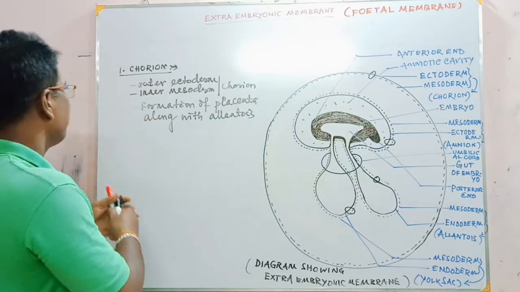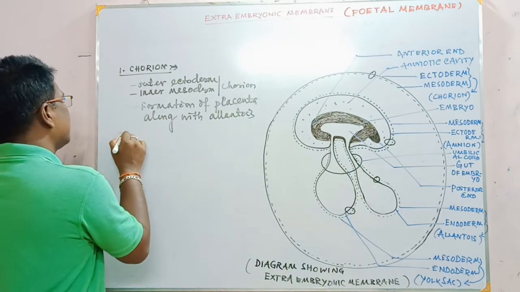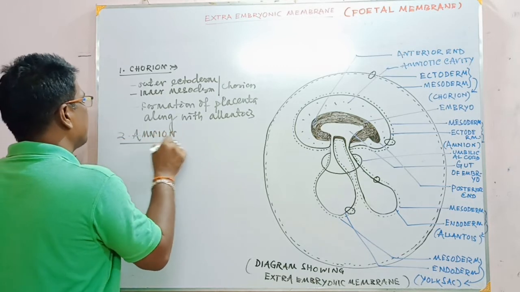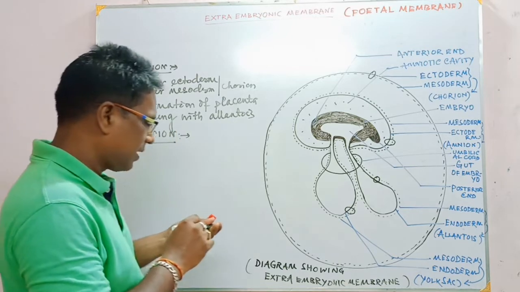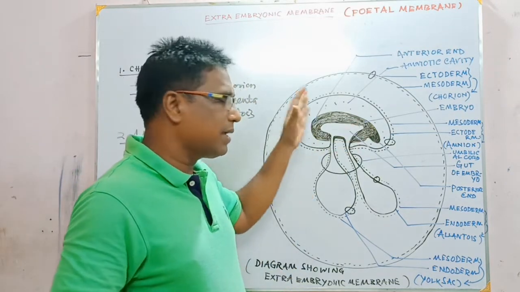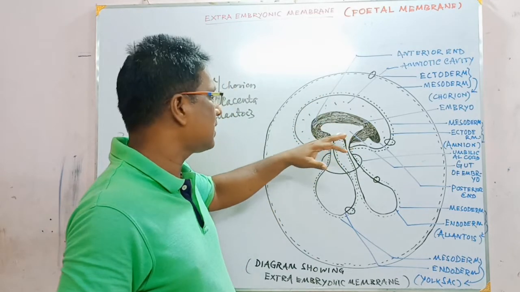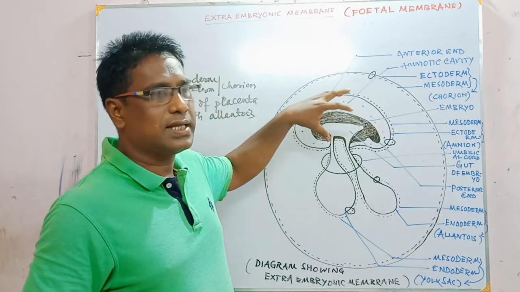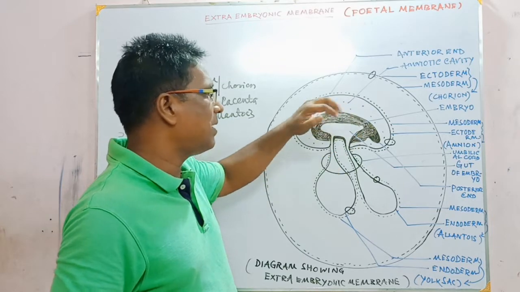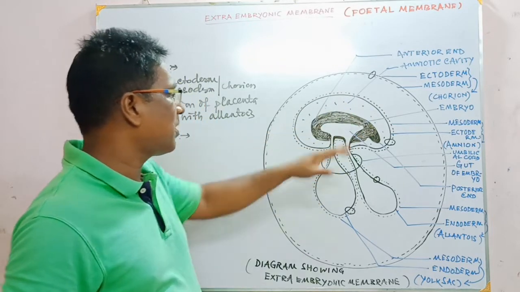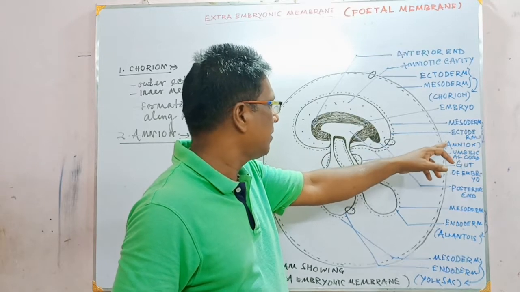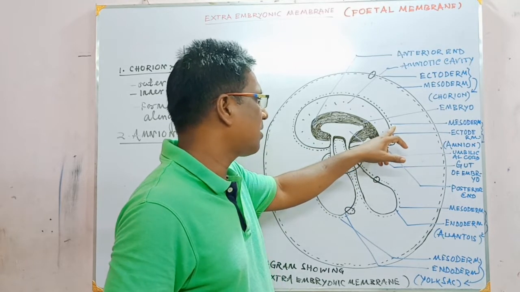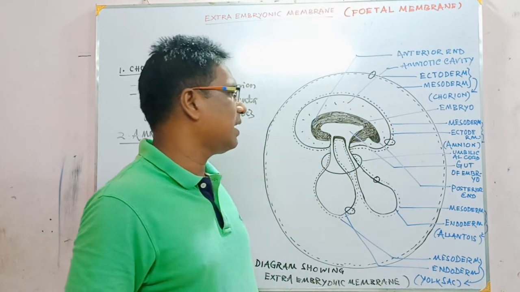So students, the next embryonic membrane is the amnion. It is the extra embryonic membrane that encloses the embryo. Here this is the embryo and it is enclosed by an additional membrane called the amnion, which is formed of outer mesoderm and inner ectoderm. Here the outer one is mesoderm and the inner one is ectoderm.